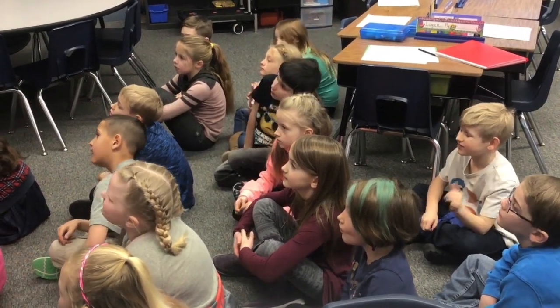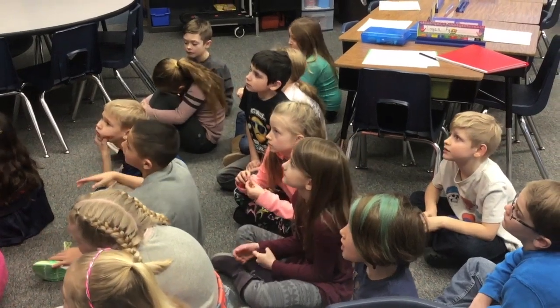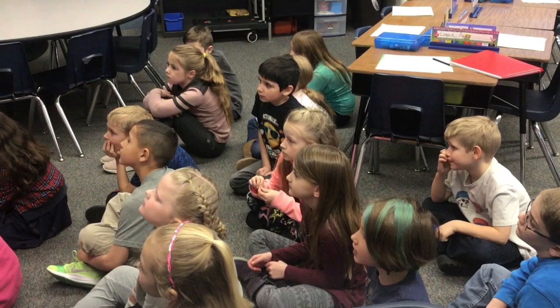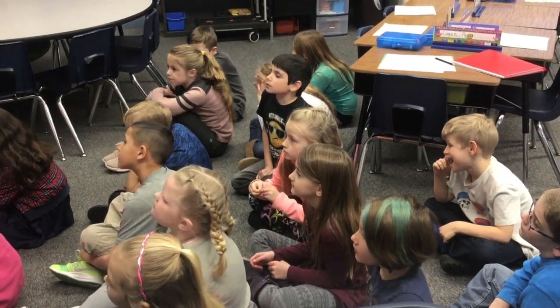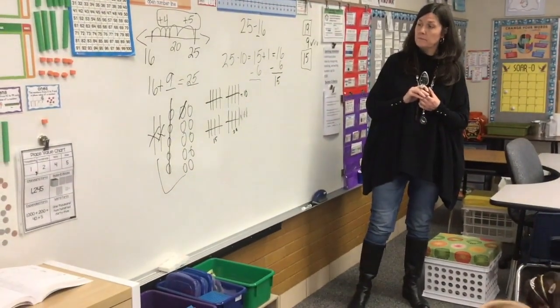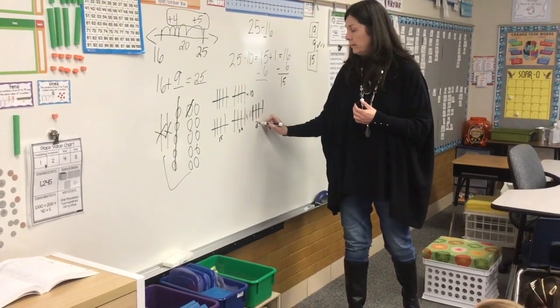1, 2, 3, 4, 5. Why 4 groups of 5? Because I knew that 5 plus 5 equals 10. And then I knew 10 plus 5 equals 15. Okay. Then I knew that 15 plus 5 equals 20. Okay, I agree. And then I put one more group of 5 because that would be 25. Okay, I agree. Then what'd you do?